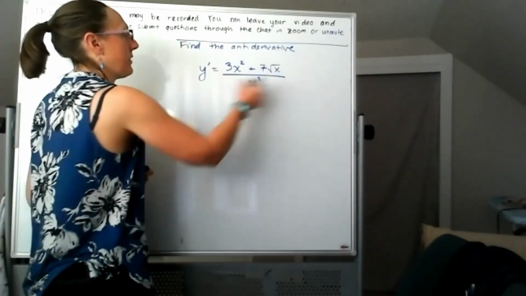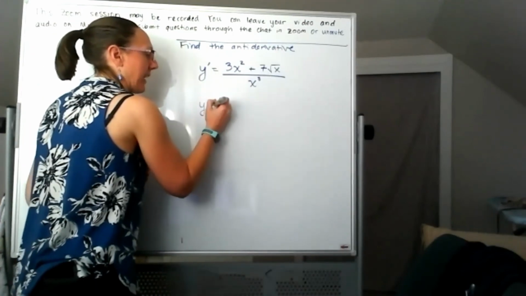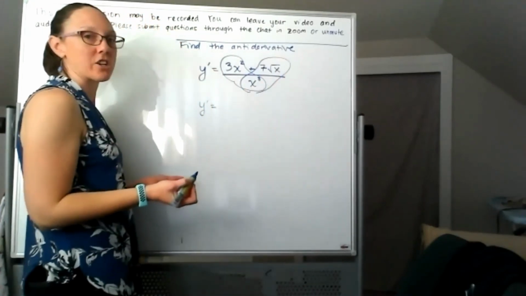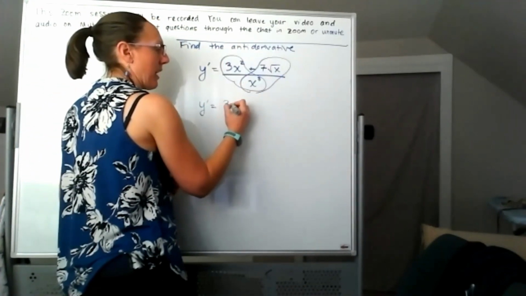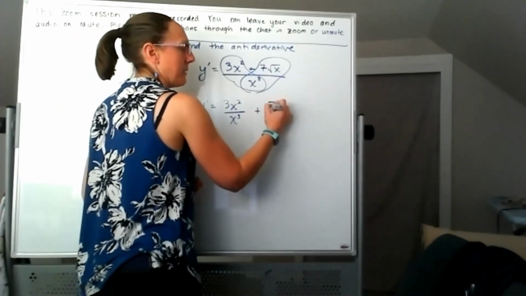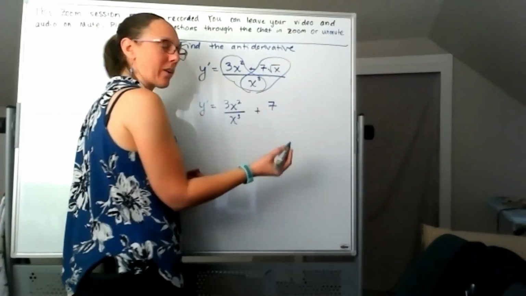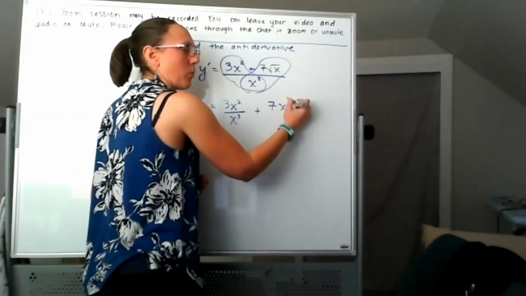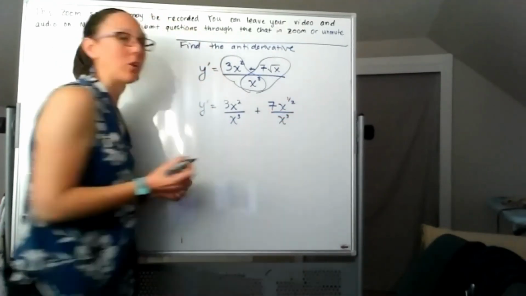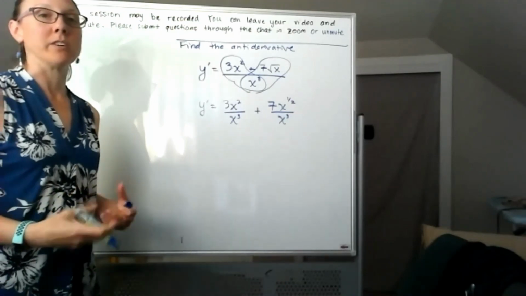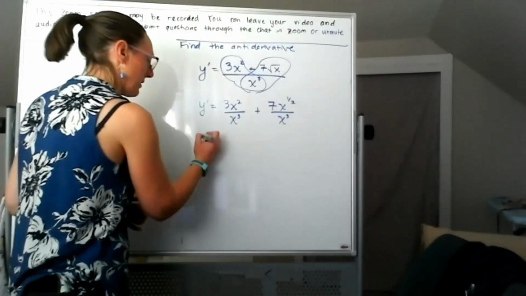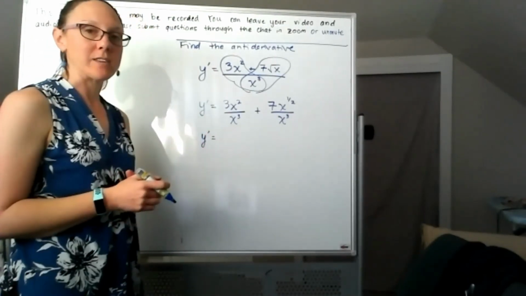So here, I'm going to take that and write it as 2 separate fractions. So that first fraction, I've got 3x squared over x cubed, and then plus 7, and I'm going to go ahead and take that square root of x and rewrite that to say x to the 1/2 power. So I've got 7x to the 1/2 divided by x cubed. I haven't done any calculus yet. All I'm doing is rewriting the algebra of the problem. I'm going to do one more step to rewrite this to simplify those exponents.